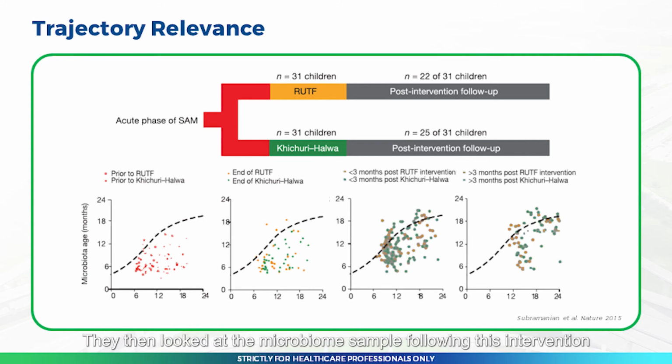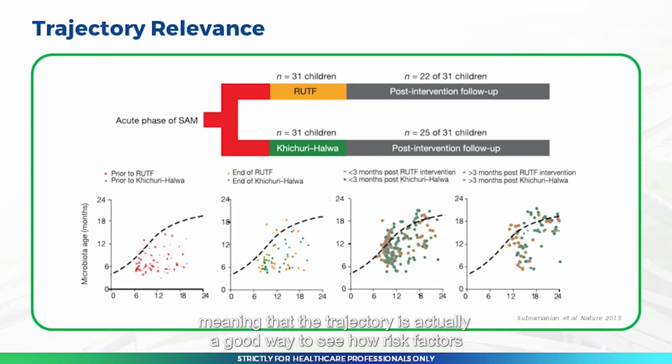They then looked at their microbiome sample following the intervention, and what they showed is that this was able to redirect the kids towards the initial trajectory, meaning that the trajectory is actually a good way to see how risk factors can influence microbiome maturation, and it can also help us to capture how a dietary intervention can help the kids going back towards a more normal microbiome trajectory.